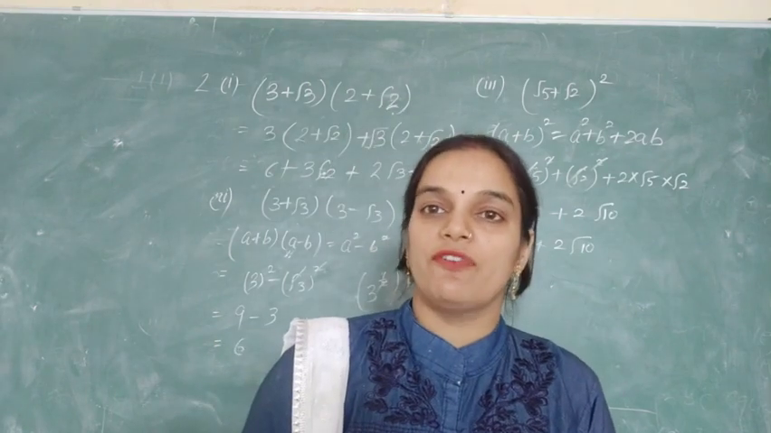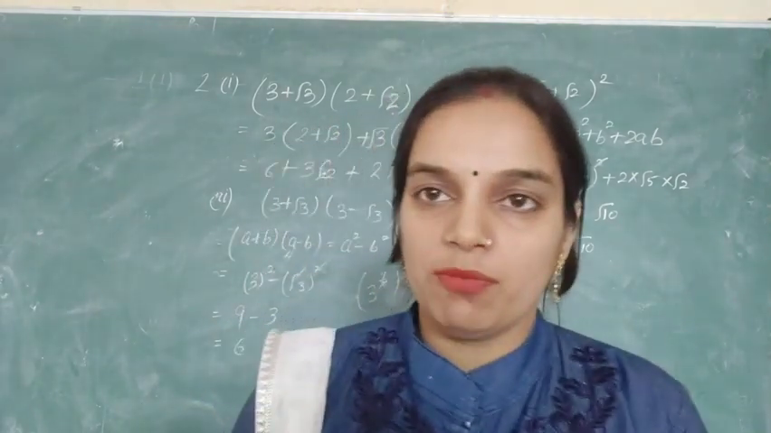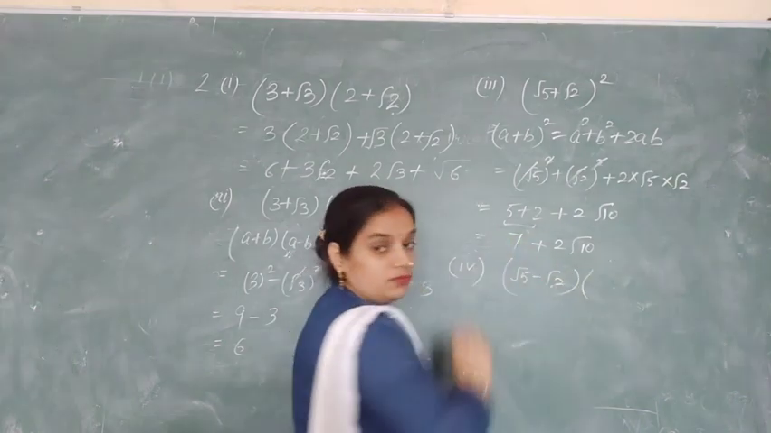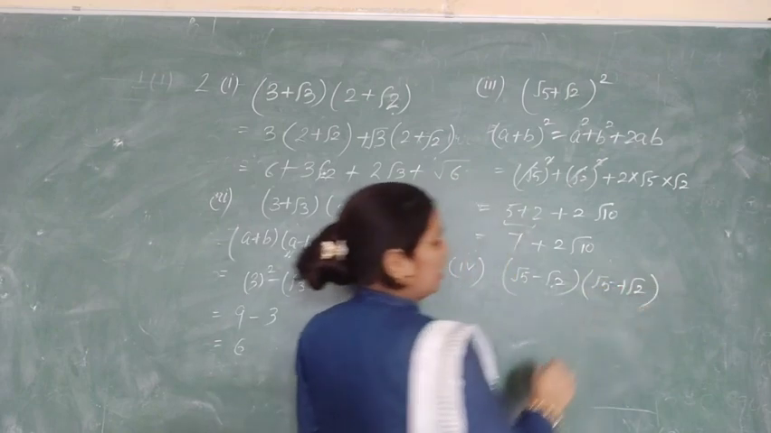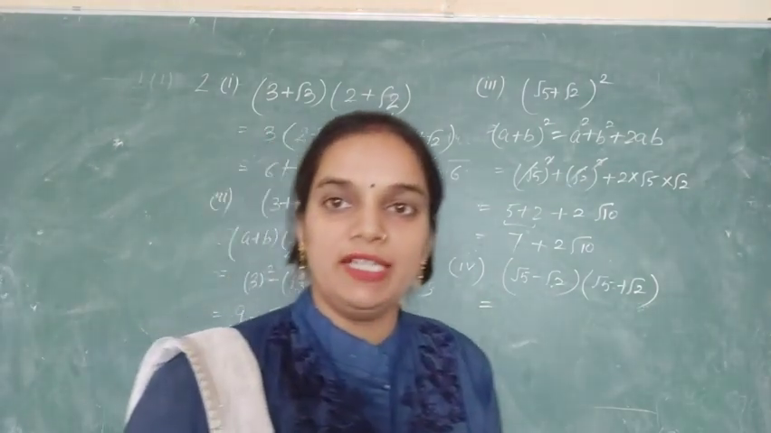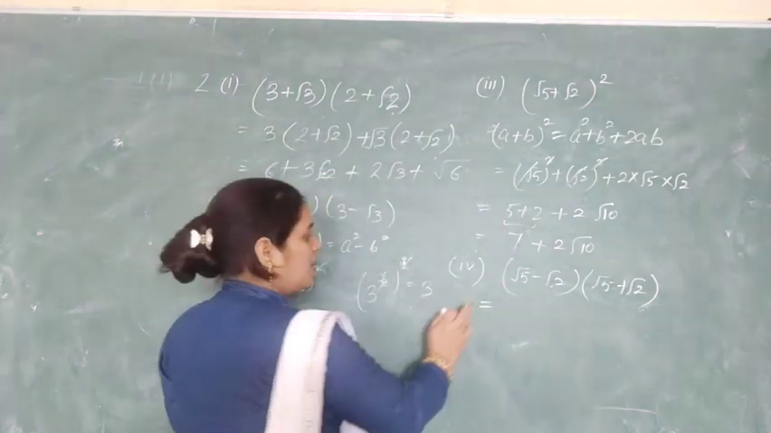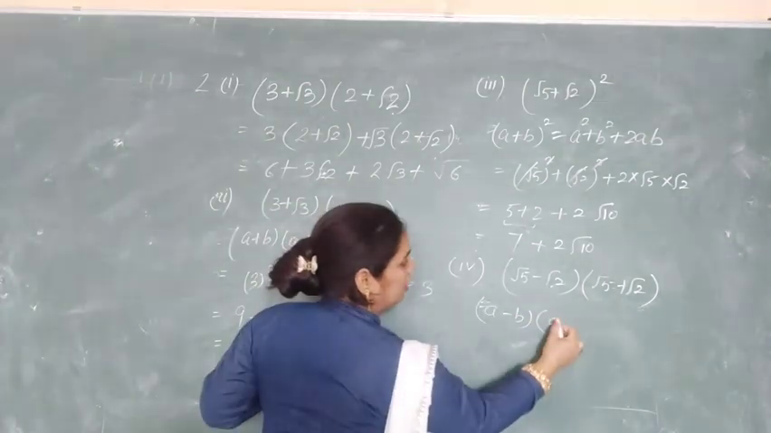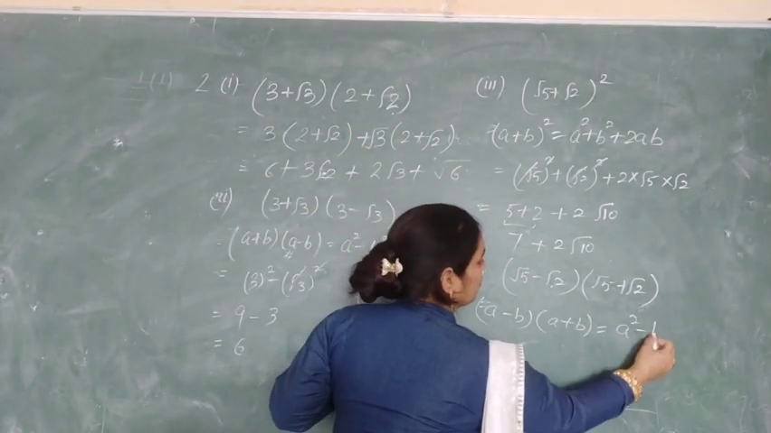Now let us come to the fourth part. In the fourth part we have root 5 minus root 2 and root 5 plus root 2. We have to multiply these two expressions. So again we will use the identity a minus b and a plus b, that will be equal to a square minus b square. Again I will write the identity here so that our question will be clear. A minus b and a plus b, that will be equal to a square minus b square.